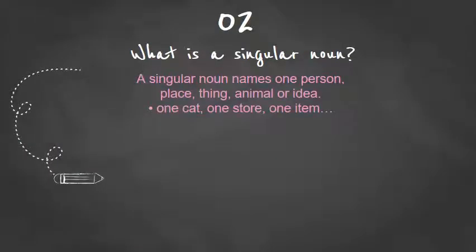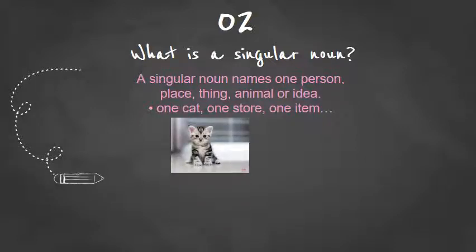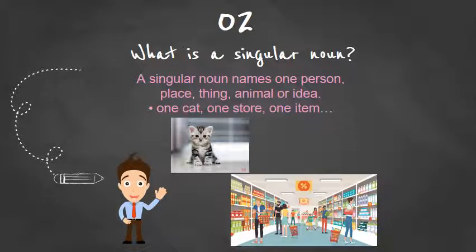Now, let's start with the singular noun. What do we mean by singular noun? A singular noun names one person, one place, one thing, one animal, or one idea. So when we are just talking about one, the number one, one boy, one city, one dog, one restaurant, then we are talking about a singular noun, like one cat, one store, one item. So you see in the pictures, I have only one. So I'm talking about a singular noun.